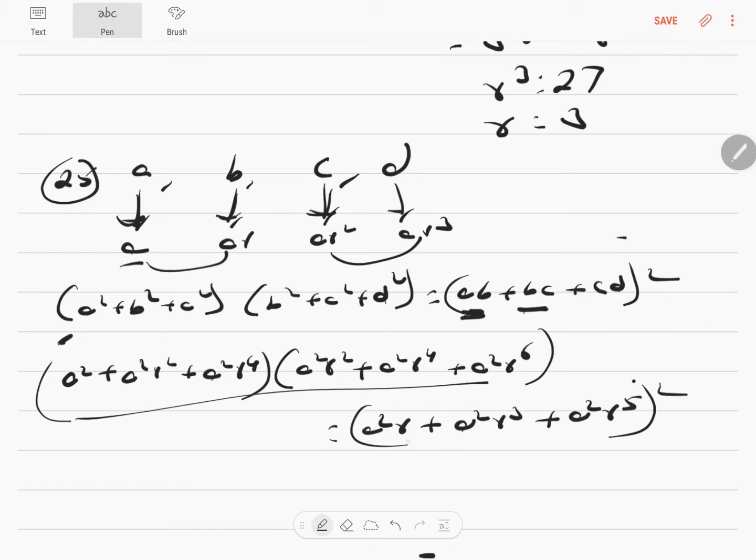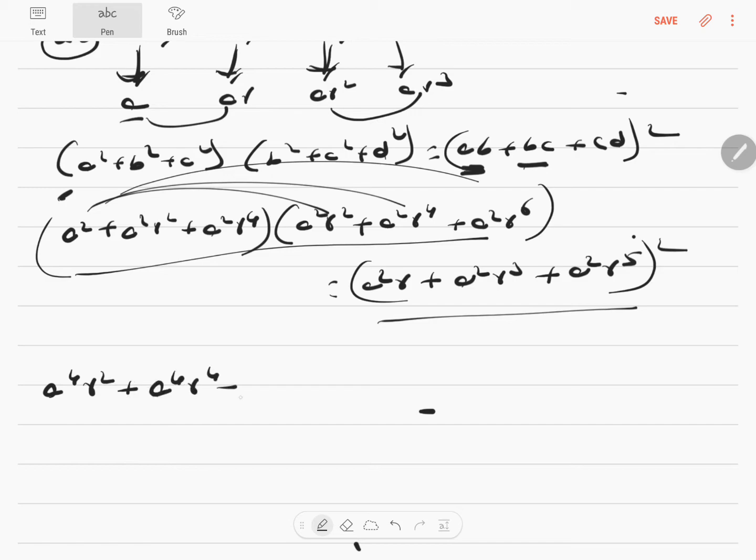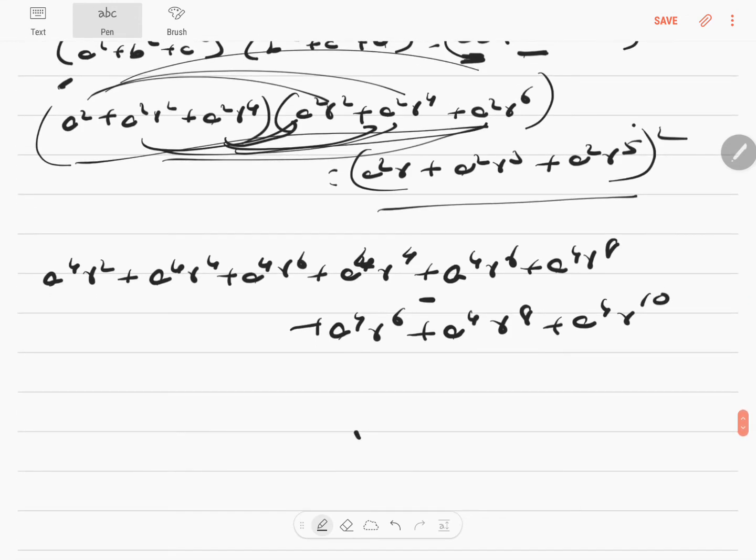Now solve LHS separately and RHS separately, and you can prove that LHS is equal to RHS. So you should take it inside and multiply like this: A to the power 4 R square plus A to the power 4 R to the power 4 plus A to the power 4 R to the power 6, plus next, A to the power 4 R to the power 4 plus A to the power 4 R to the power 6 plus A to the power 4 R to the power 8, plus next, A to the power 4 R to the power 6 plus A to the power 4 R to the power 8 plus A to the power 4 R to the power 10. So the left hand side has expanded.